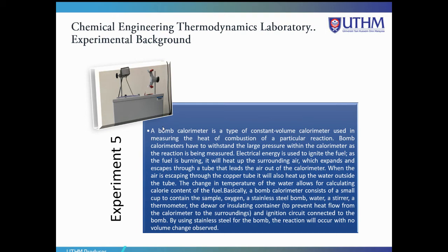The learning outcome for this experiment 5 is that at the end of this experiment, students must be able to acquire an understanding of bomb calorimeter principle, run a pilot scale combustion unit with optimum ratio of air to fuel, and analyze the heat transfer between different types of combustion.